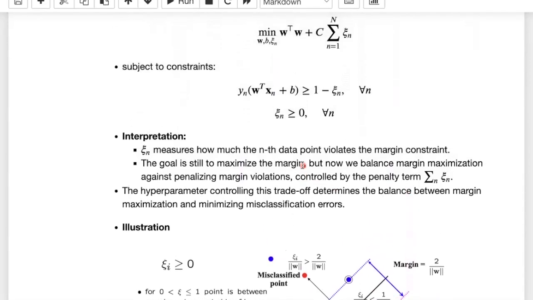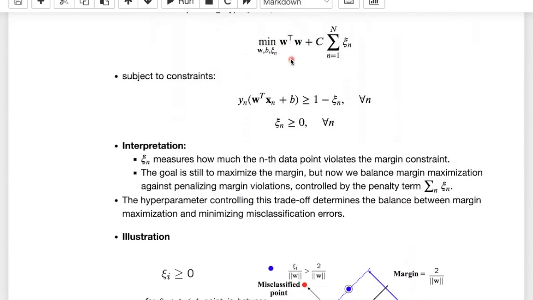You can think of this as: minimizing w transpose w is equivalent to maximizing the margin. So this is what this optimization problem does. We want to maximize the margin, but at the same time we also try to minimize the number or amount of violations. This term C is exactly what controls the trade-off between these two terms. It's a hyperparameter; we have to set it and carefully adjust it.